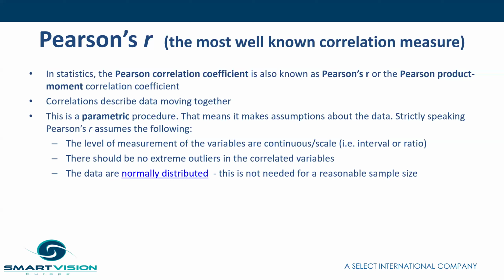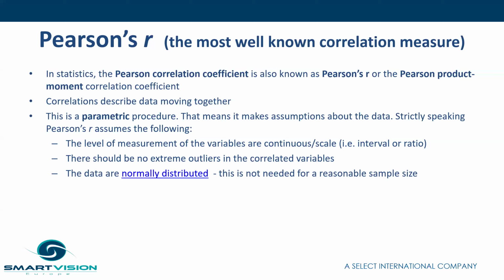But strictly speaking, Pearson's r assumes that the level of measurement of the variables is continuous or scale, i.e. interval or ratio. And that means that they're real numbers. They're not rating scales, not Likert scales, like very happy, not so happy, strongly agree, don't agree. They're real numbers, where 33 means 33, or where 36.7 indicates somebody's temperature or something like that.